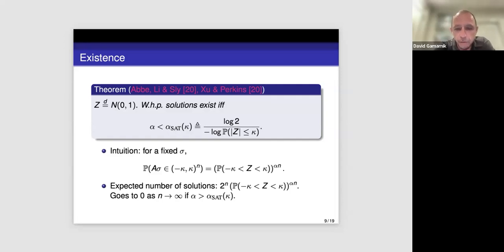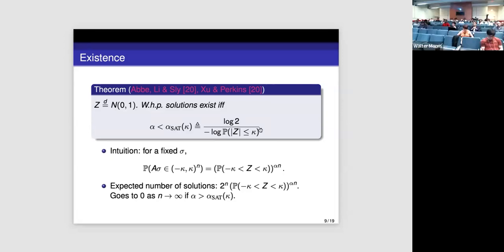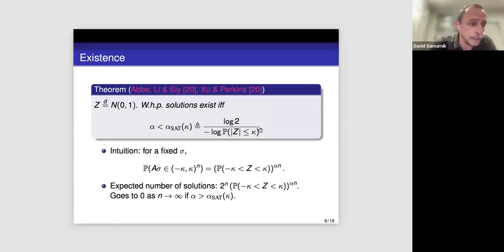So the expected number of solutions we can compute, and it's given as 2 to the n times this probability. Well, if alpha is larger than the number stated in this theorem, this expectation goes to 0. And if the expected number of an integer valued quantity goes to 0, that means this quantity is 0 with high probability, just by the straightforward Markov inequality. Okay, so that gives you pretty much the proof why alpha has to be smaller than this number for the solutions to exist with high probability.